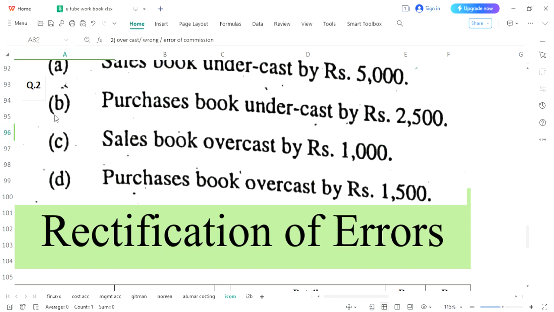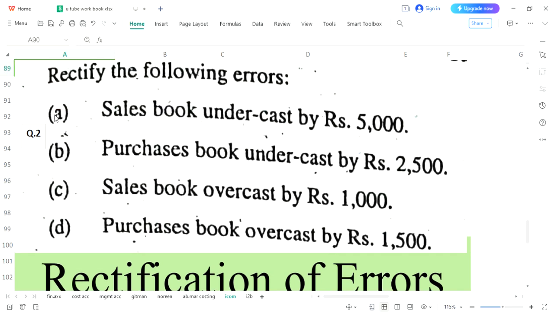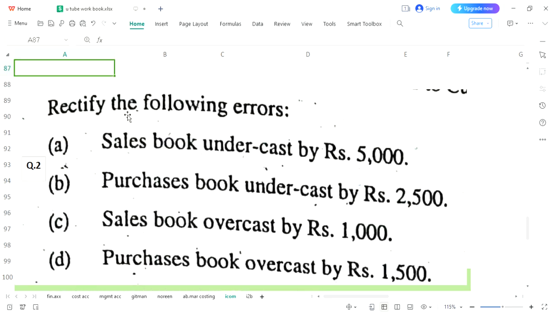Alright, now let's see what our question is saying. This is your question number 2. Rectify the following errors. This word rectify is the main thing. When you see it in your exams, you should be very focused that this word is present. As you can see, journal entries are written the same, and for ledger it would be the same, but please keep in mind, rectify. This would be the word which makes you realize that this question is related to rectification of error.